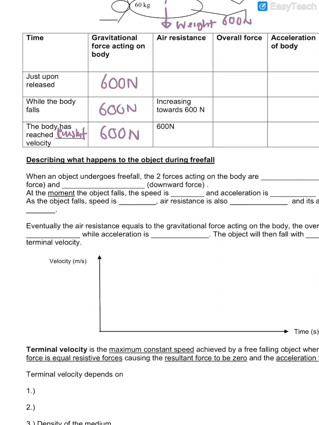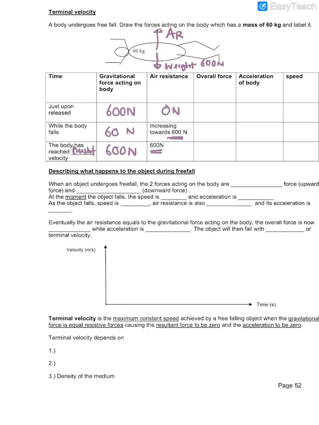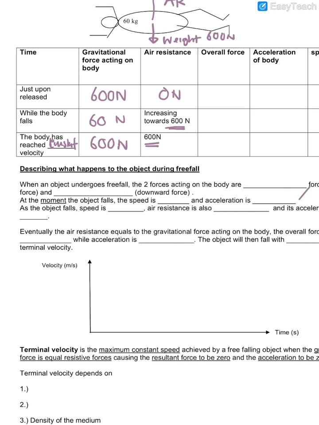Okay, air resistance. The moment you release, 0. Yes, because there's no air resistance, the speed is 0. As the speed increases, it will keep increasing until you reach 600. And when you reach 600, that is when you know what is going to happen. So the overall force here is 600.